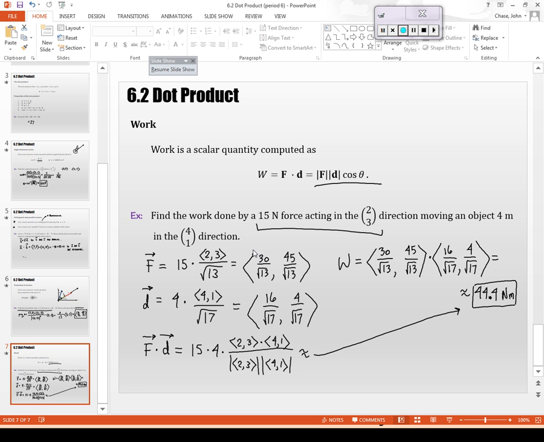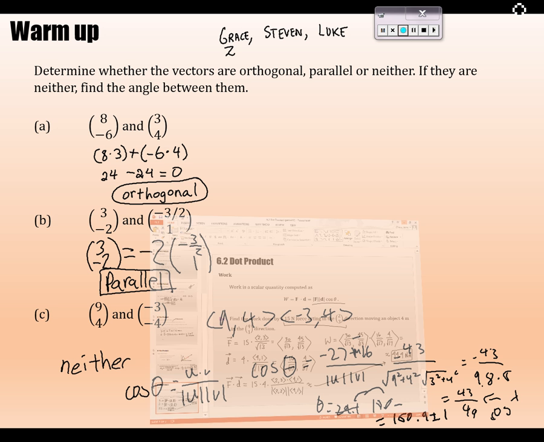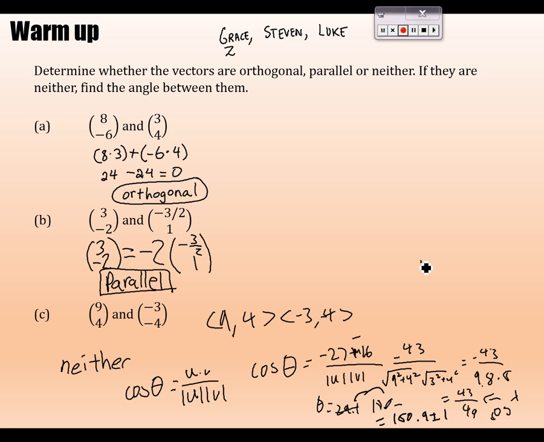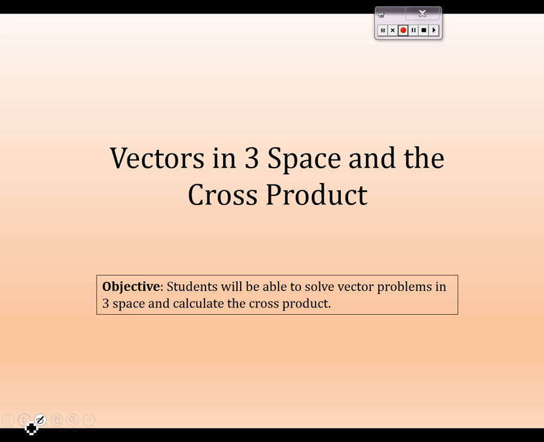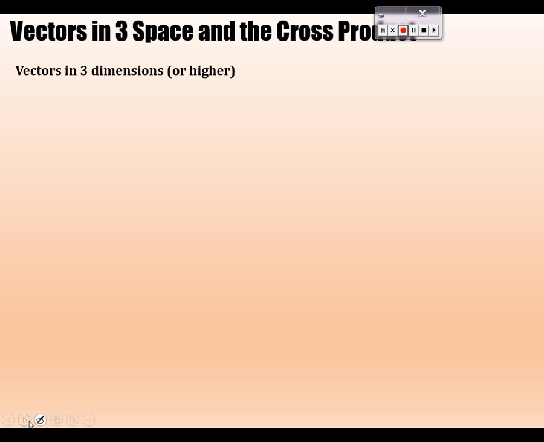Let's keep going and talk about 3-dimensional vectors today a little bit, and the cross product in particular. We'd like to do all of that and more. Okay, so the title of the lesson today is Vectors in 3 space, as in 3 dimensions, and the cross product. So we're going to define one more way to multiply, quote-unquote, vectors today as well.